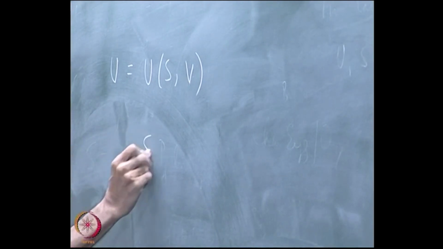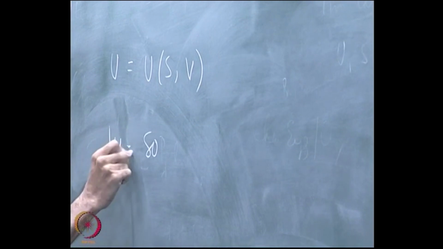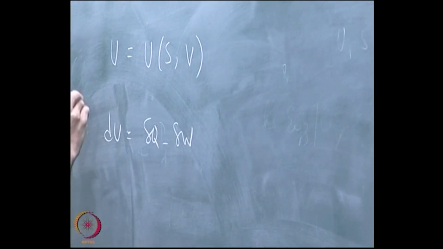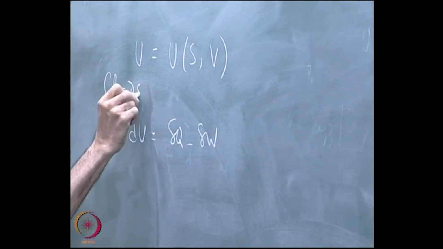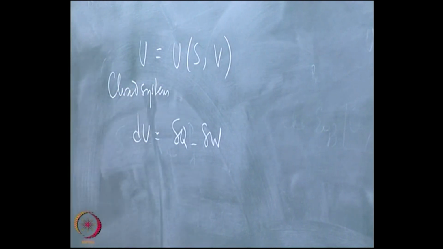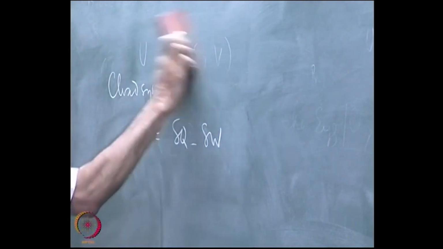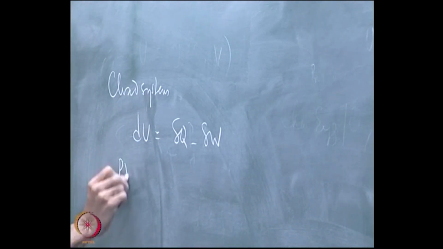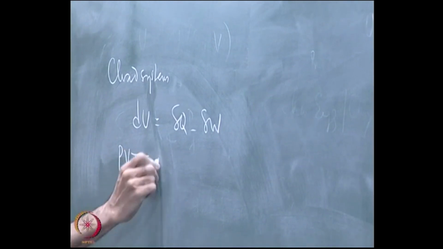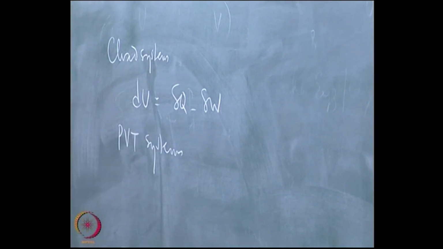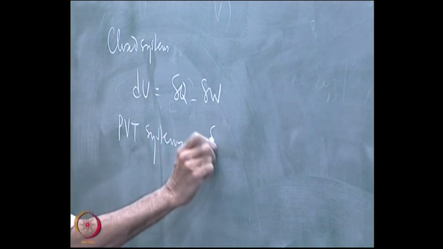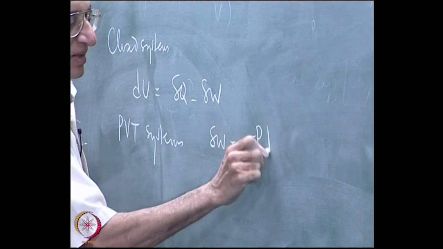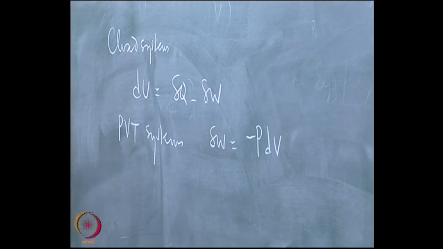The first law tells you dU is equal to delta Q minus delta W. I am going to deal with closed systems. And then depending on the system that you are dealing with, which is PVT, so called PVT systems, which is what you deal with very often, delta W is equal to minus PdV. No, delta W is equal to PdV, sorry, I will come back to the sign convention.